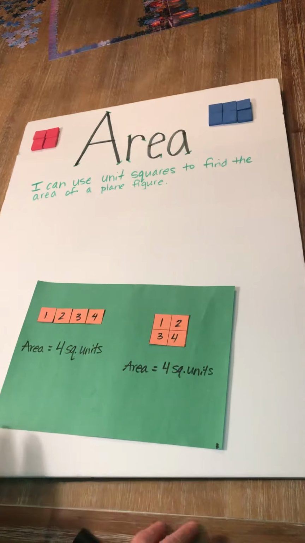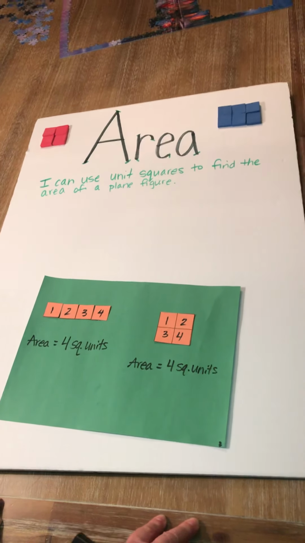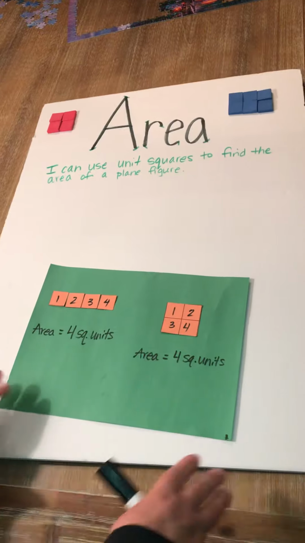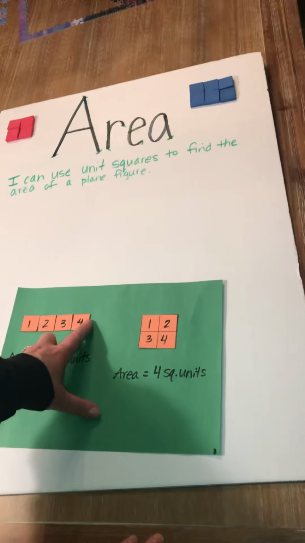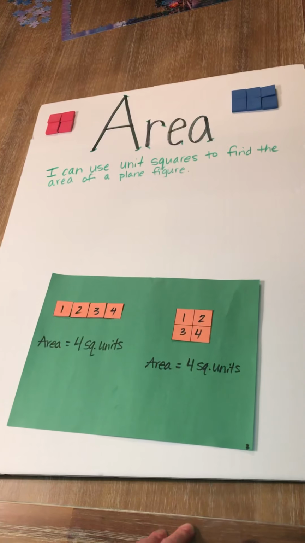They have differences. Can anybody guess what the difference is? They're different shapes. This one, all 4 tiles are in a straight row. This one, the tiles make a square.